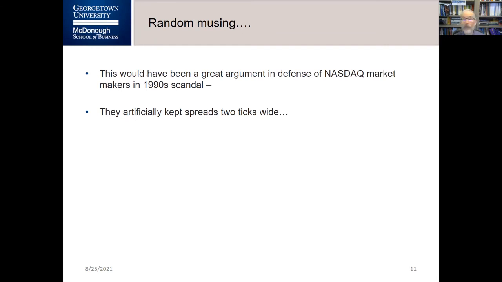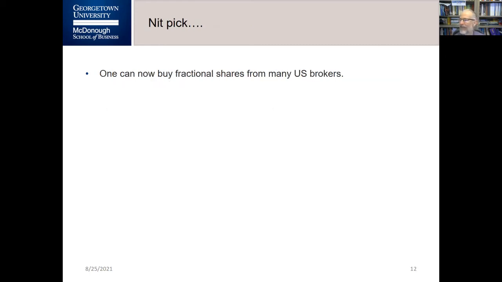One random thought, this 2-tick solution. Oh, if the NASDAQ market makers only had this in 1992. As many of you know from history, there was a big scandal. I see Sida smiling on this one, that they basically colluded to keep spreads wide at 2 ticks, and this would have been a great defense for them.